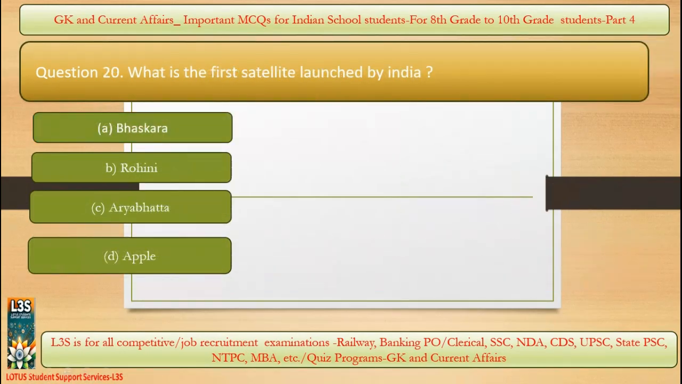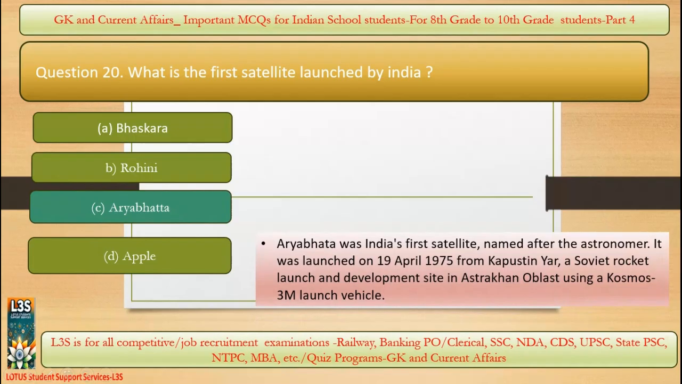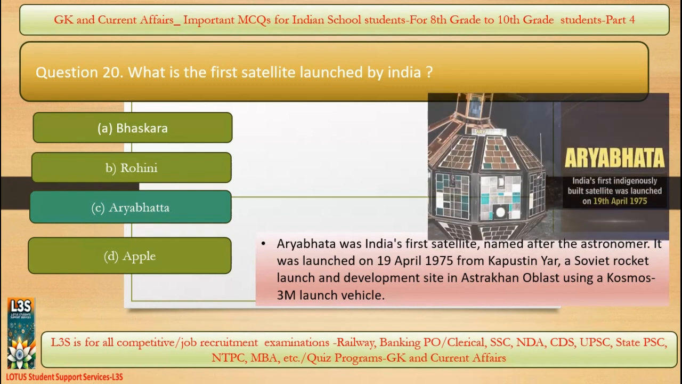What's the first satellite launched by India? This is C. Aryabhata. Aryabhata was India's first satellite, named after the astronomer. It was launched on 19th April 1975 from Kapustin Yar, a Soviet rocket launch and development site in Astrakhan Oblast, using a Cosmos 3M launch vehicle.